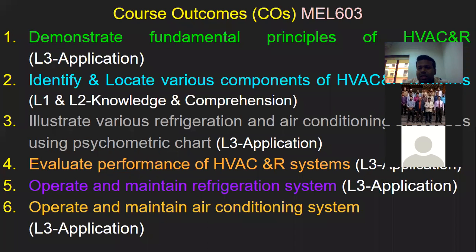Until and unless you are able to plot that process on a psychrometric chart, you are not able to get the exit condition. That means we need to determine the condition before the refrigeration and after the refrigeration. Similarly, before the air conditioning and after the air conditioning, right? So this is all required.